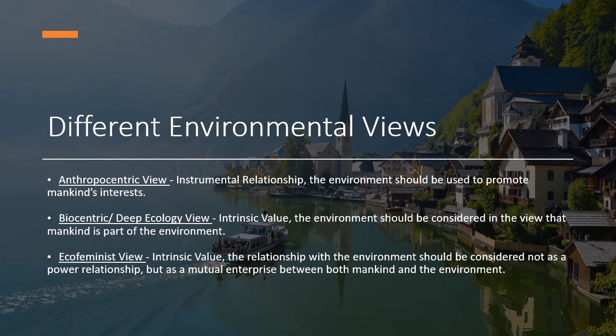The ecofeminist point of view looks at the environment as being intrinsically valuable, but it uses that same idea that we talk about in feminism, that we shouldn't have domination over the environment itself. Our relationship with the environment should not be considered in terms of that kind of power dynamic. Instead it's a mutual enterprise where what human beings do supports the environment, and the environment supports human life. We're going to talk about each one of these views a little bit more in depth, but overall, that's a basic distinction you can make between the three.